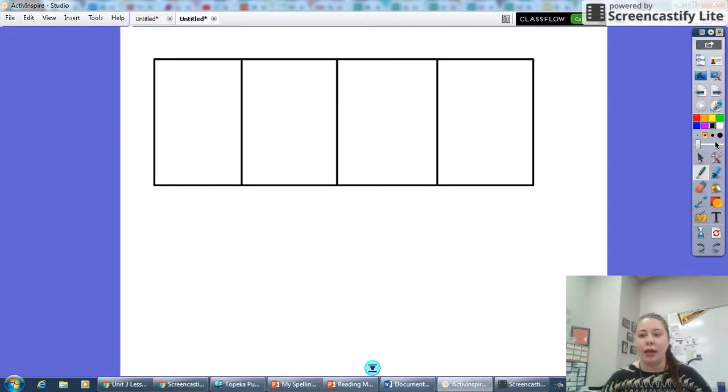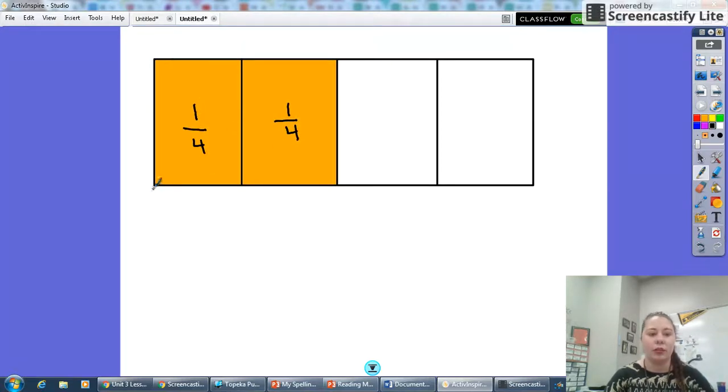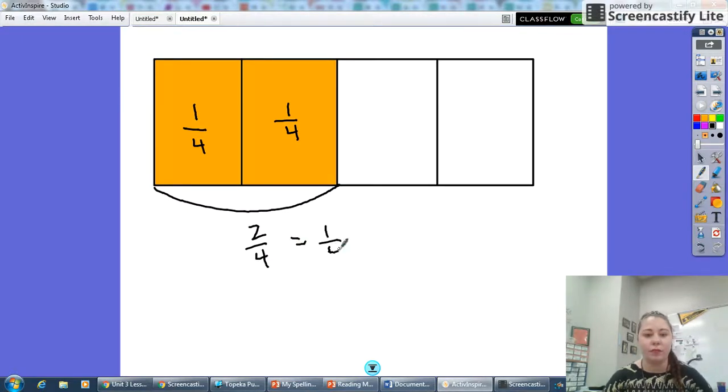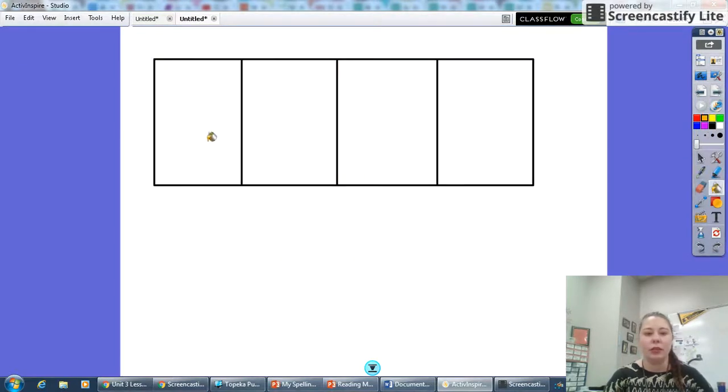I am going to go ahead and shade in 2/4. So I know that if I would have labeled these, I would have 1/4 and 1/4, and all together, that makes 2/4. Okay, simple. So we know 2/4 is equal to 1/4 plus 1/4. But now, let's look at this again.